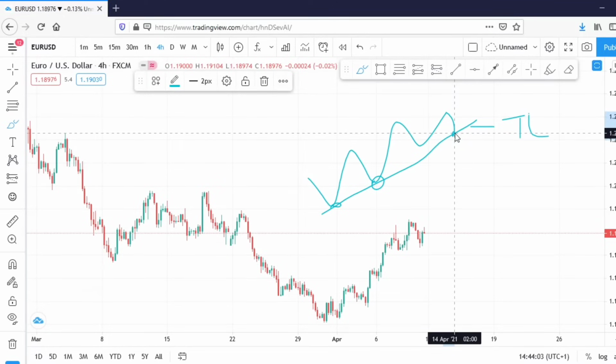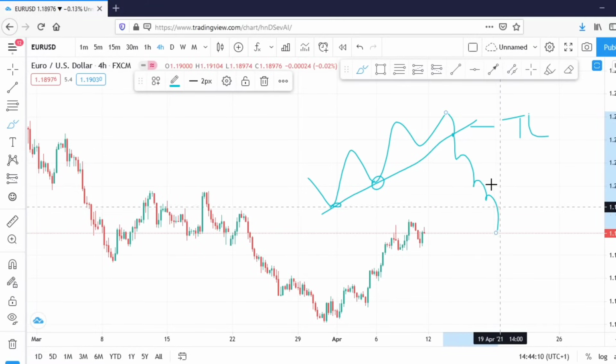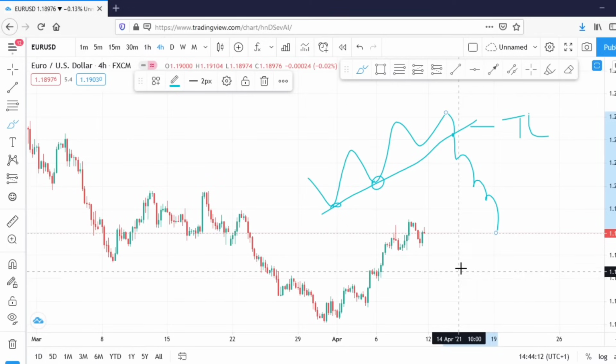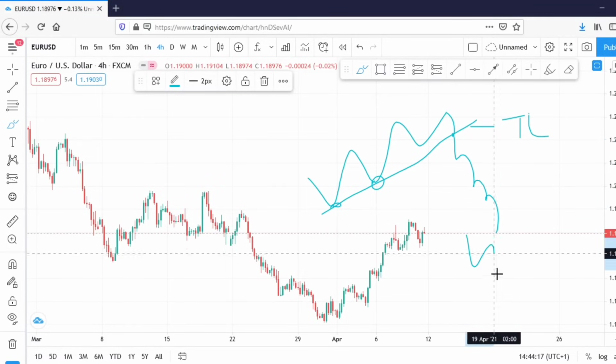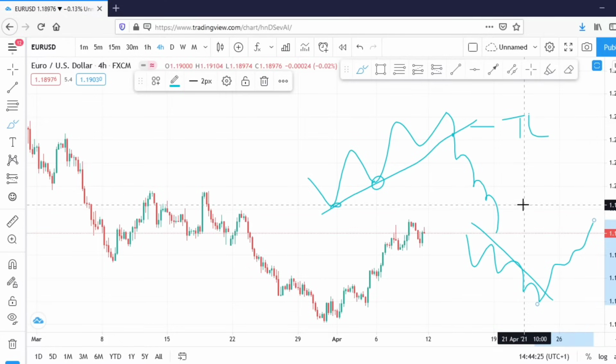So there are two ways this can happen. It can either break strongly and continue to the downside, or in the case of a downtrend, there could be a break to the upside strongly and continue to the upside. All right, that's one way it can happen.